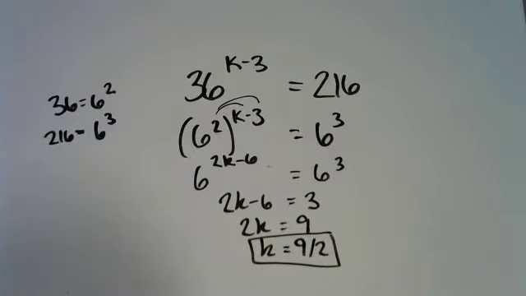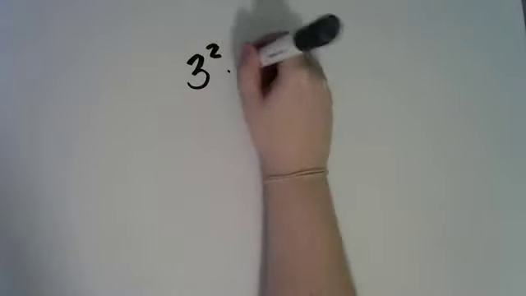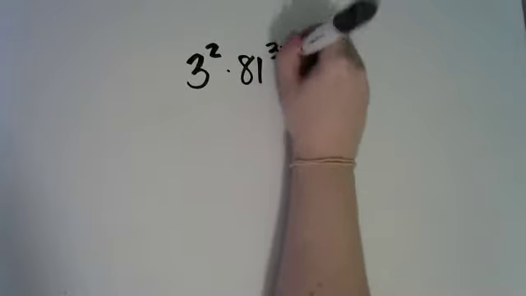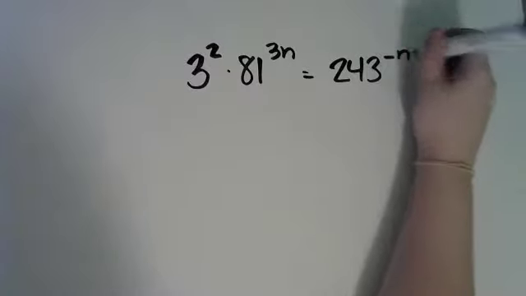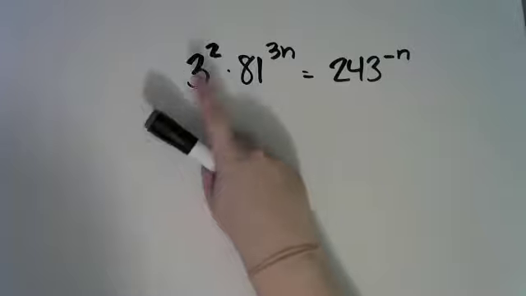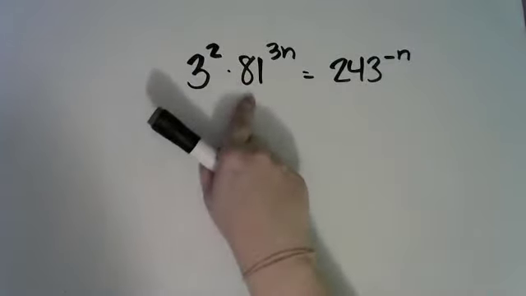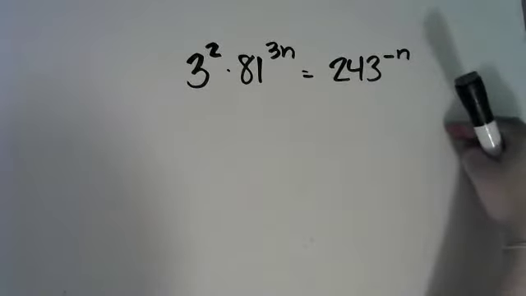Now we want to take a look at same base equations that apply more of the properties of exponents. So these expressions are a little bit longer, require more steps of simplification before we can solve. So we're going to take a look at 3 squared times 81 to the 3n equals 243 to the negative n. So an exponential equation with multiple factors. The fact that these are being multiplied make this a factor and this a factor. These factors need to be condensed or combined before we can solve the exponential equation.